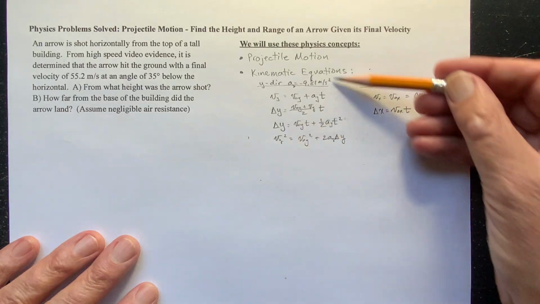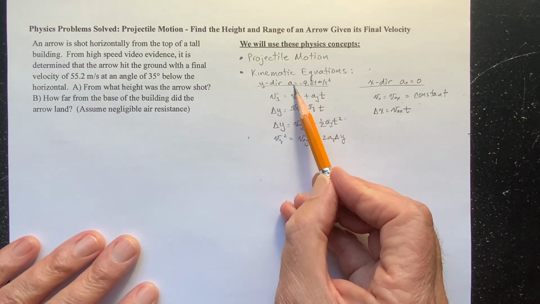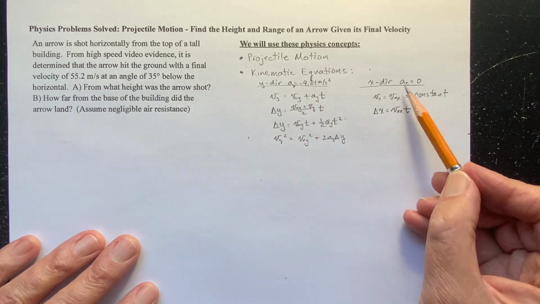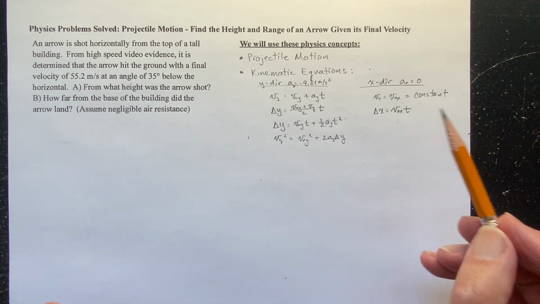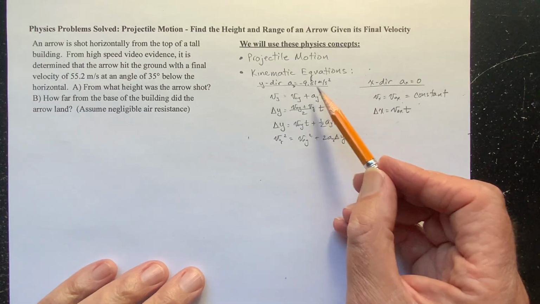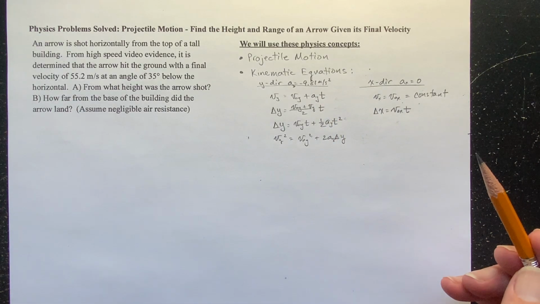And we're going to be using these kinematic equations in the y direction, where the acceleration in the y direction is just acceleration of gravity. And of course, in the x direction, there is no acceleration. And this kind of defines what projectile motion is, right? Projectile motion is when the only acceleration you have is that due to gravity.